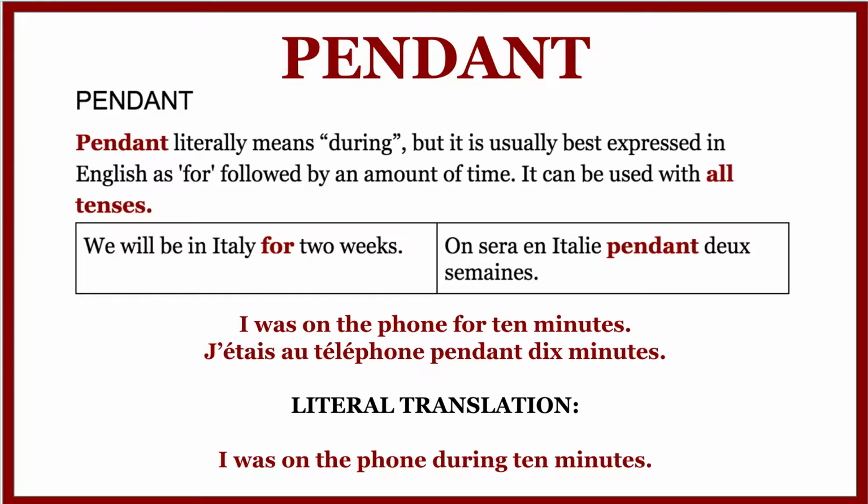But here's the deal. It can be used with all tenses, so that's cool. In French, here I'm using the futur simple: On sera en Italie pendant 2 semaines. Pendant 2 semaines. Now, you might be saying, why can't you use pour? There is a time when you can use pour, and I'm going to show it to you in just a minute. But just remember that most of the time, you're going to use pendant. So let's go back and look at that literal translation.